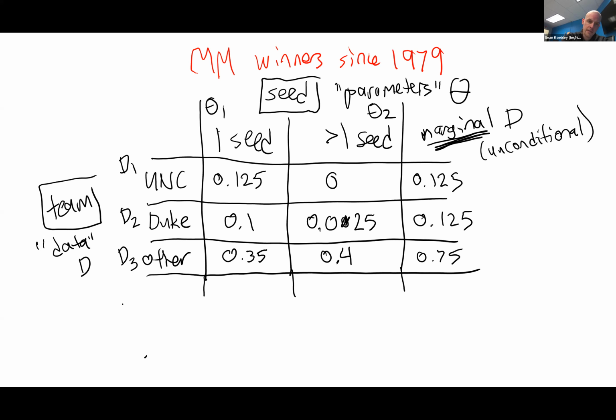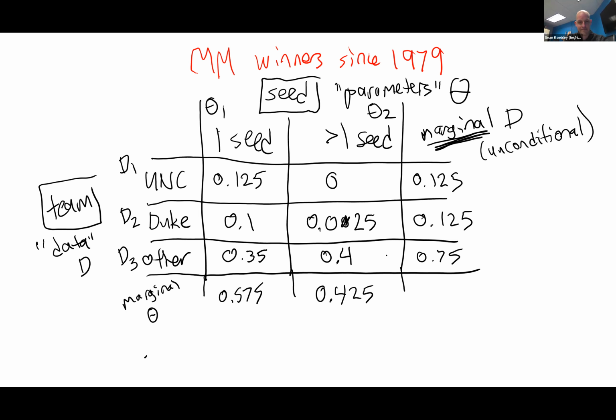Now I also have marginal parameter values. And so I'm just going to sum every column. 0.575. So the chances that the winner was a number 1 seed, which is kind of interesting, I thought. It's very likely that the winner of the tournament is a number 1 seed. And 0.425 is the chances that they weren't a number 1 seed.